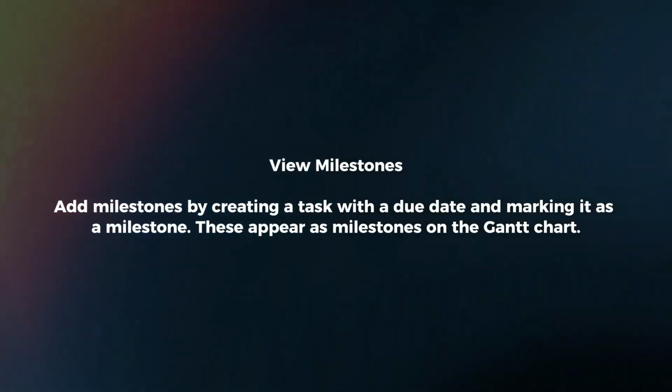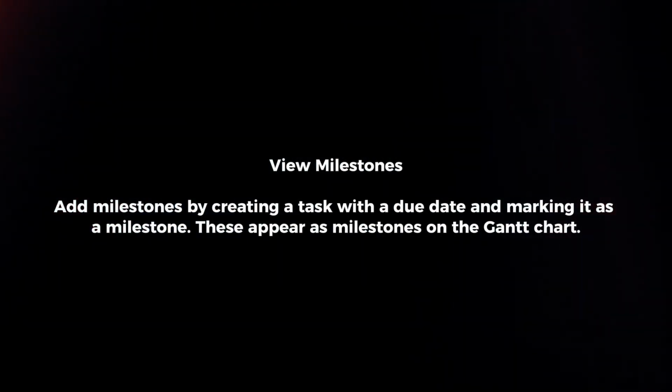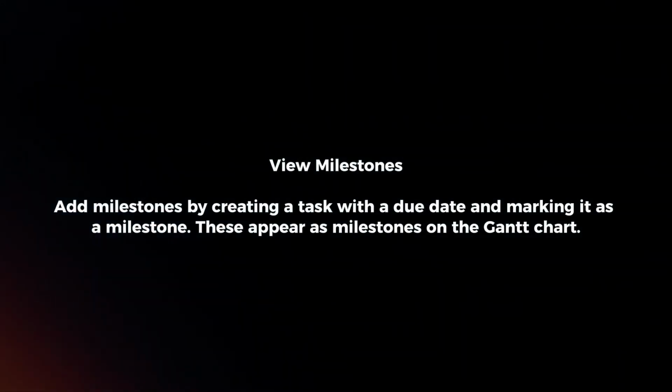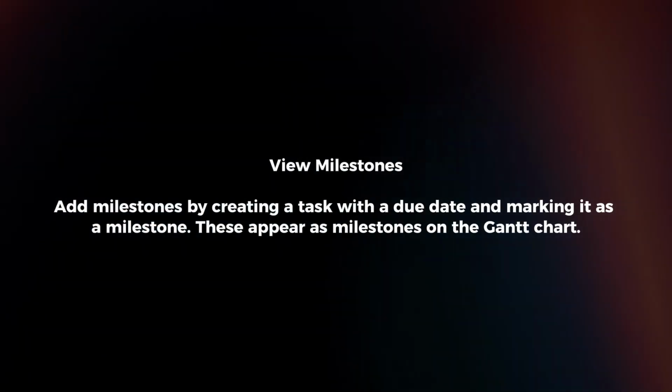View milestones. Add milestones by creating a task with a due date and marking it as a milestone. These appear as milestones on the Gantt chart. Filter and group. Filter tasks by assignee, status or labels, and group tasks by these parameters for easier tracking.